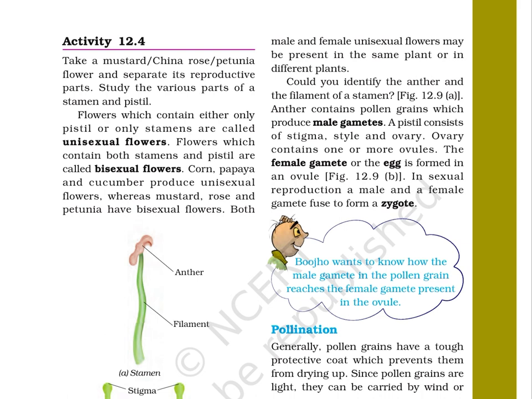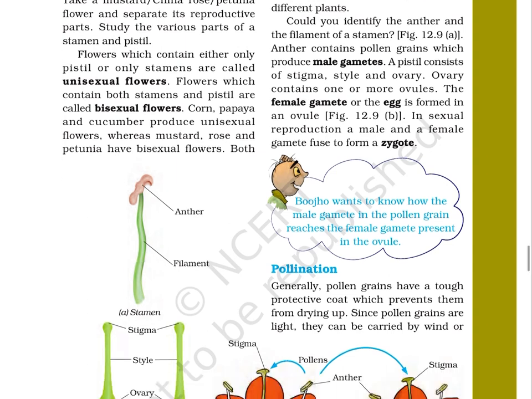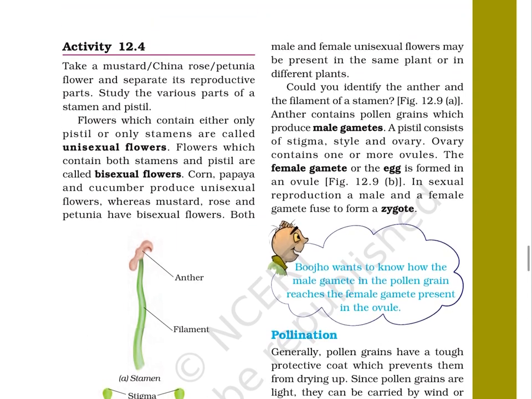bisexual flowers. Corn, papaya, and cucumber produce unisexual flowers, whereas mustard, rose, and petunia have bisexual flowers. Both male and female unisexual flowers may be present in the same plant or in different plants.